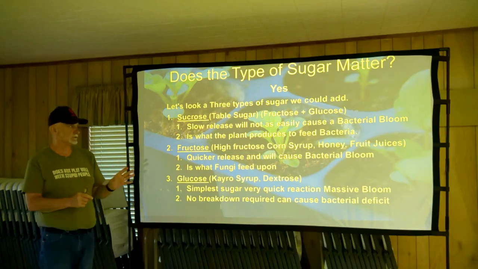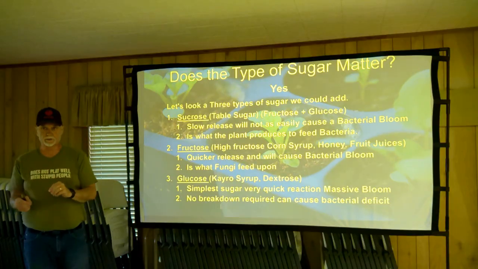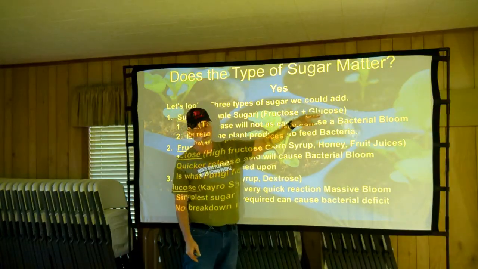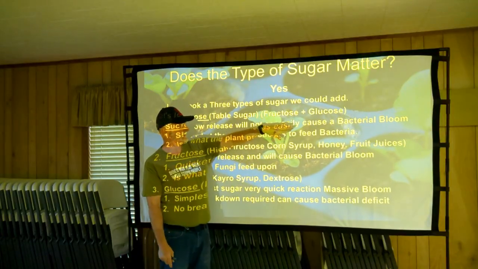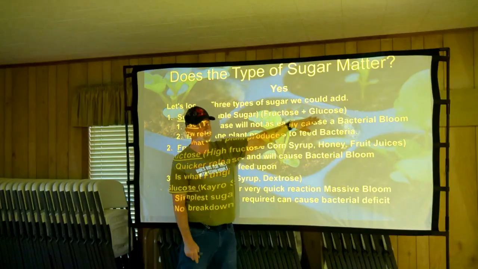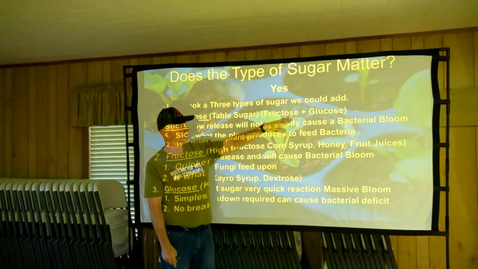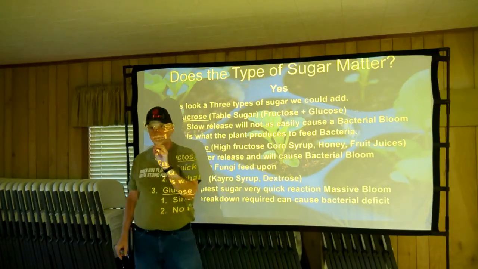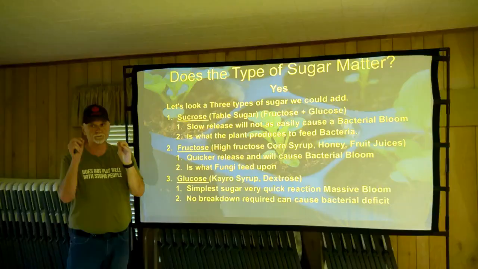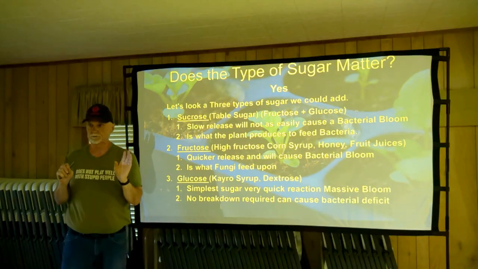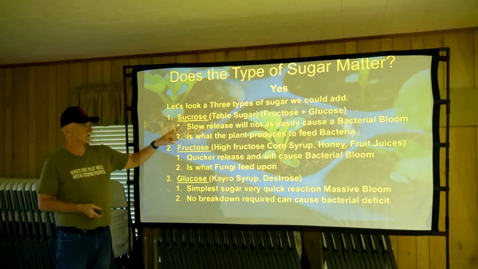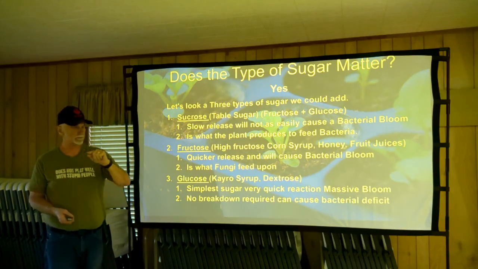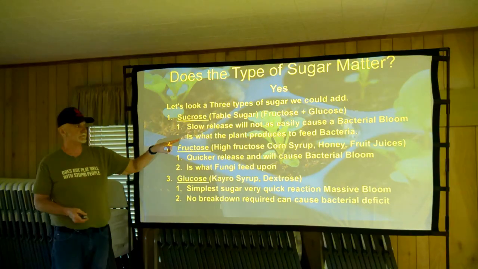So the first one is sucrose, which is table sugar. Sucrose is actually composed of 2 types of sugar, fructose and glucose. Now, fructose is actually a modification of glucose, and that's created in the plant. Those 2 are stuck together and it becomes sucrose. It's slow release and will not easily cause a bacterial bloom. It can if you overdo it, and it's what the plant produces to feed the bacteria.